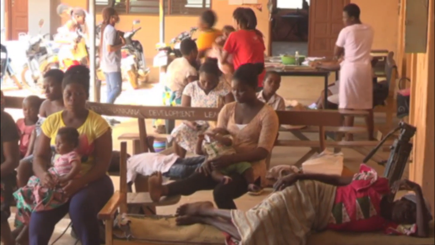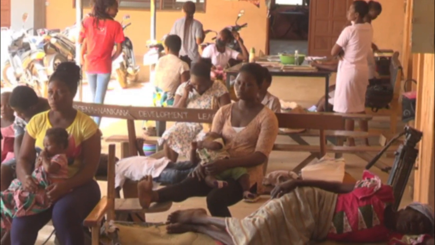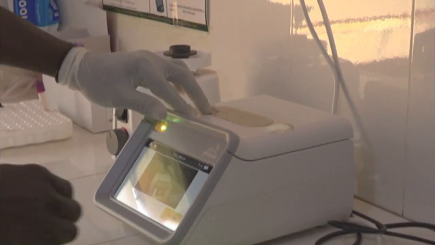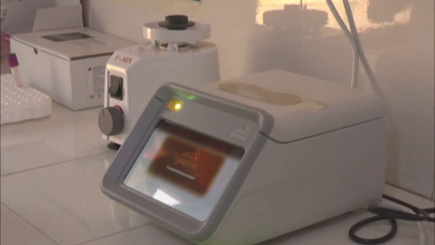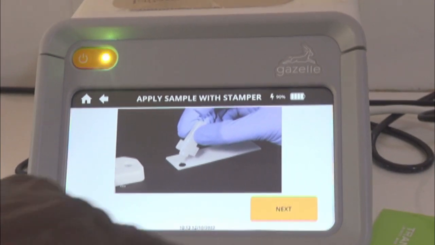With the usual screen we used to do, or the HB electrophoresis, mostly it's as and when these children are sick, or as and when they come to the hospital, and mostly detect children from 6 months because of what we call fetal hemoglobin, and so we're able to only detect after 6 months. But this Gazelle point of care testing is able to detect from day 0 to any age, even though we are screening children under 5.